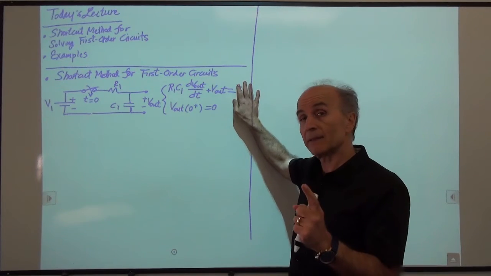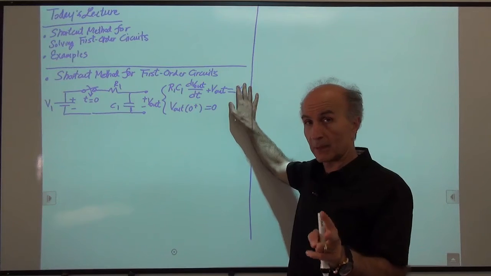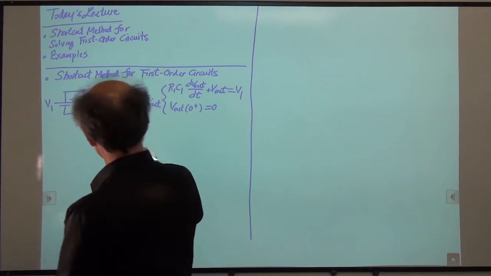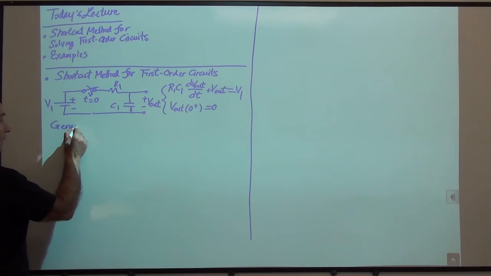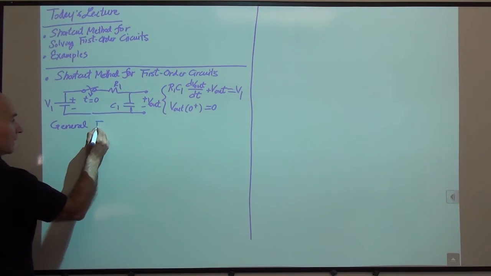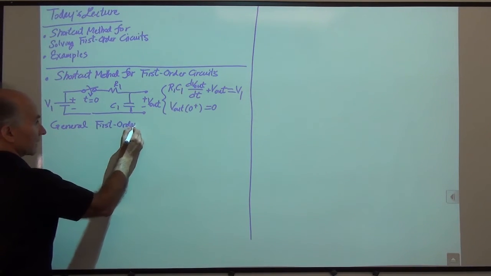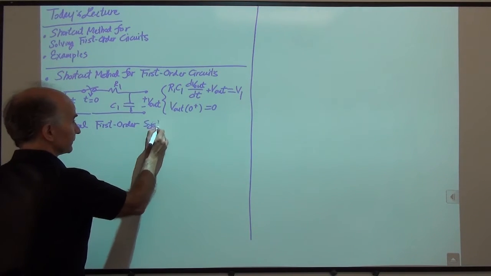All right, so for systems that have a first order differential equation and have on this side either a constant value or a step, okay? Those are the only two possibilities, no other possibilities. So if we have a general first order system, we can come up with a simple shortcut method.